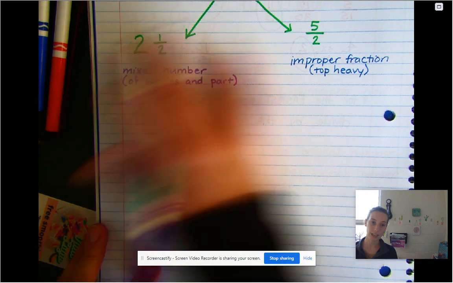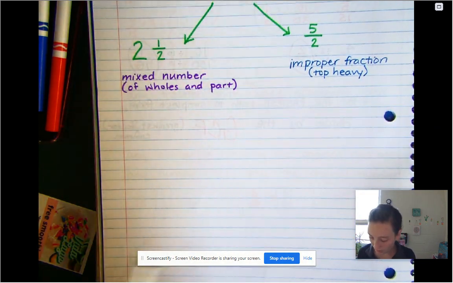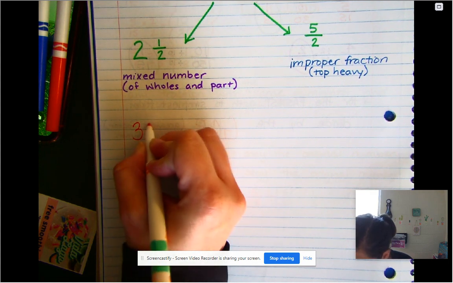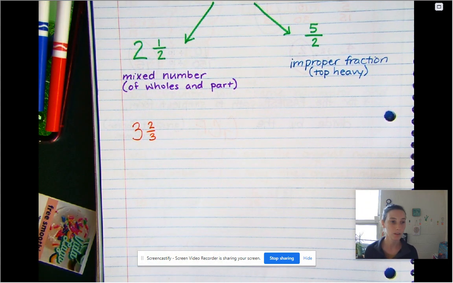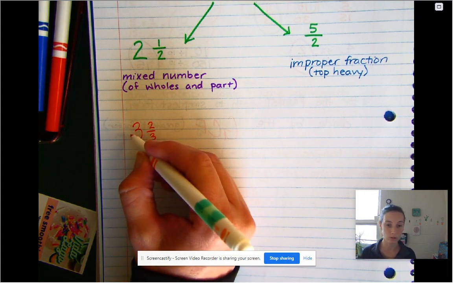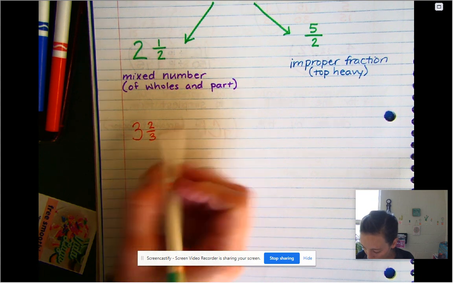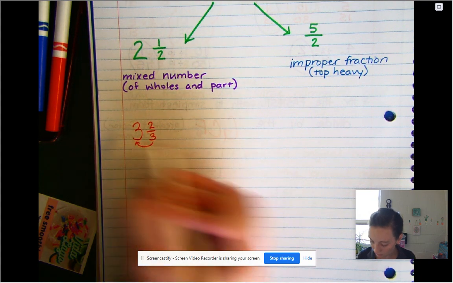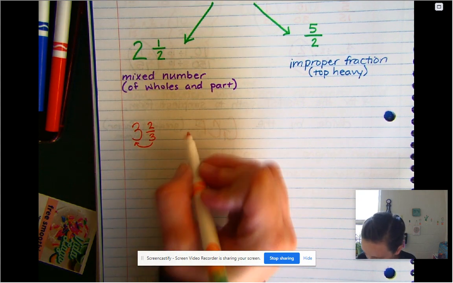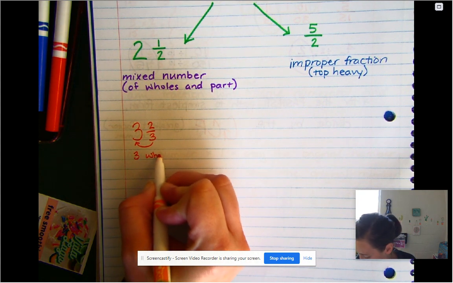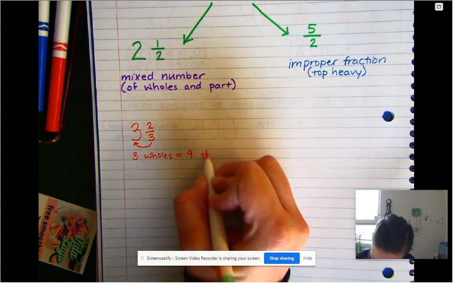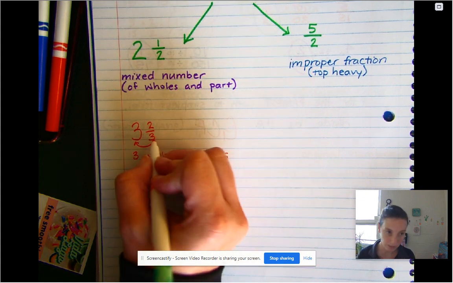So let's say you don't have a handy dandy picture to look at. You're just given the mixed number of 3 2/3. Well, there's 3 pieces in a whole, and I have 3 wholes. So first I do the denominator times the whole. 3 wholes would have 9 pieces. In this case, 9/3, because our pieces are thirds.